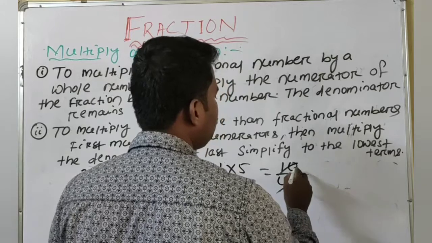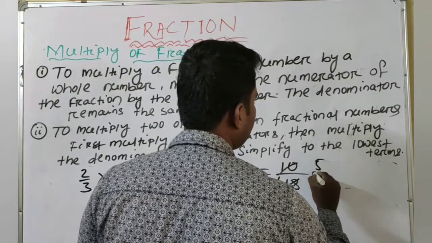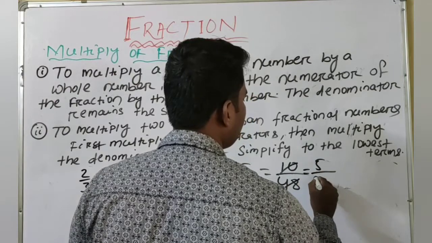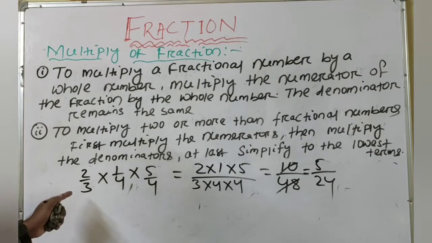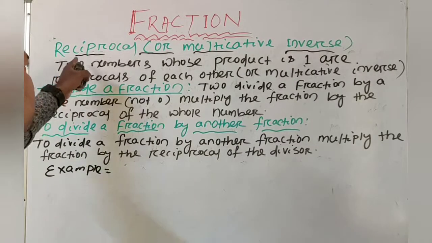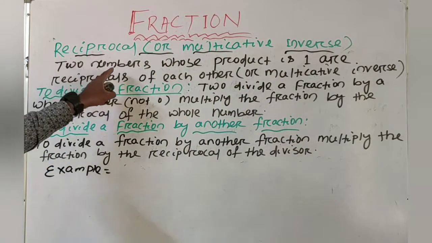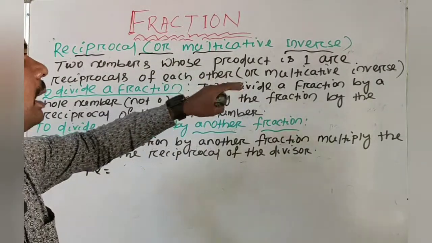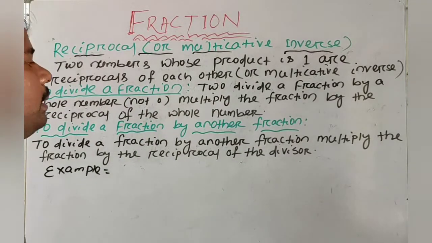At last simplify to the lowest term. Lowest term means we can cancel out by 2. So it will be 5 by 24. So in this way we can multiply. Next we'll learn what is reciprocal or multiplicative inverse. Two numbers or fractions whose product is 1 are called reciprocals of each other or multiplicative inverse.